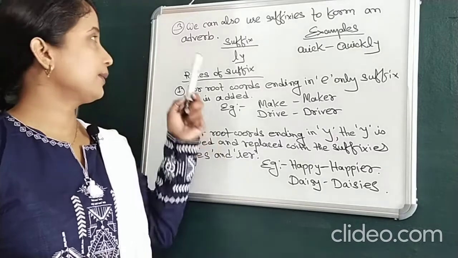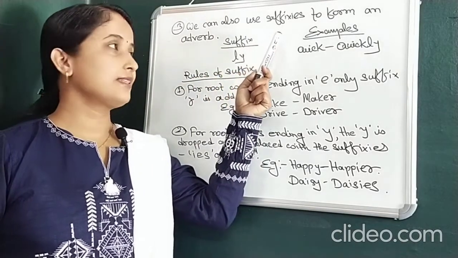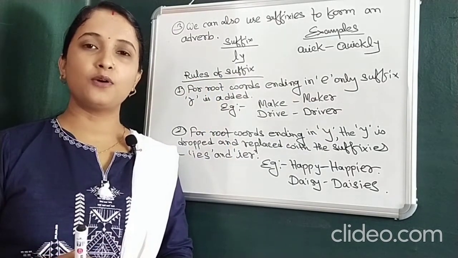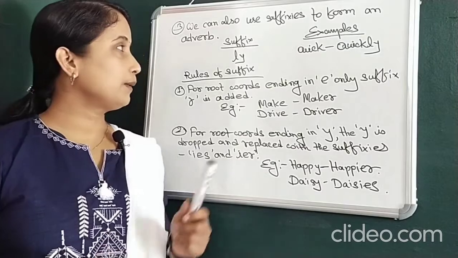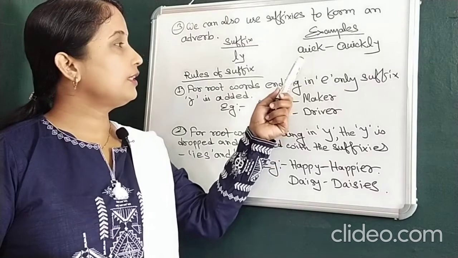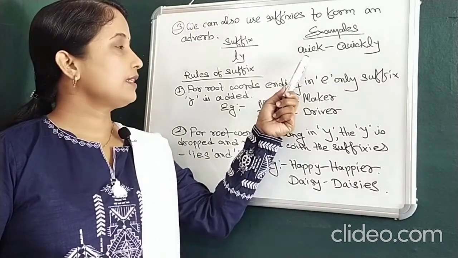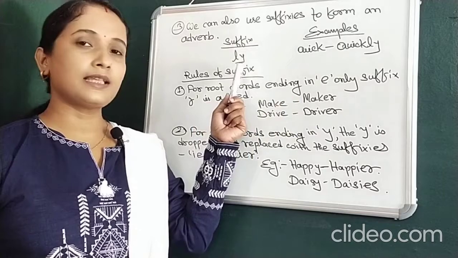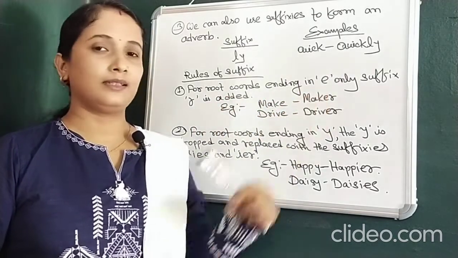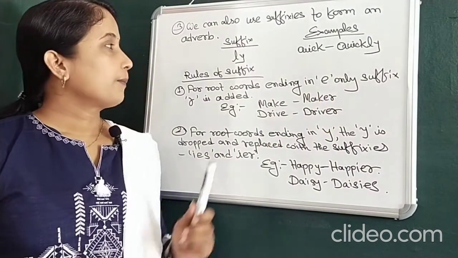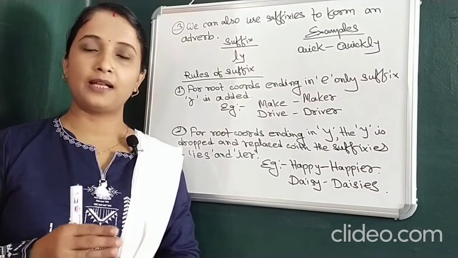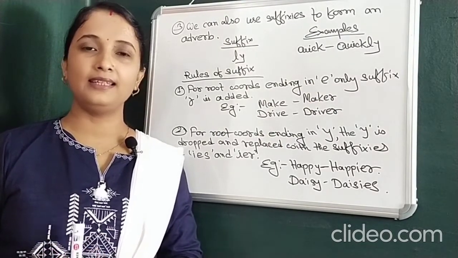The next use is, we can also use suffixes to form an adverb. Let's see an example. The suffix is ly, and the word is quick. By adding the suffix ly to the word quick, we make the adverb quickly. Here quickly is the adverb. But keep in mind, not all adverbs are made by the suffix ly.